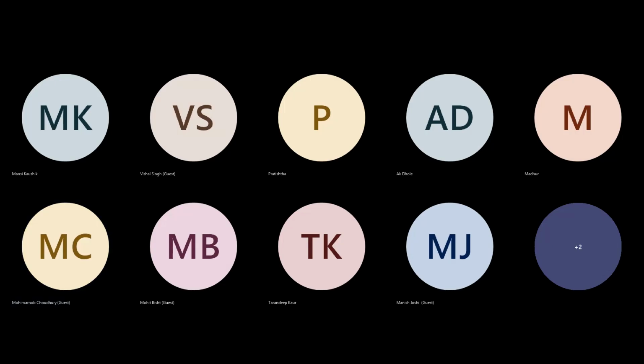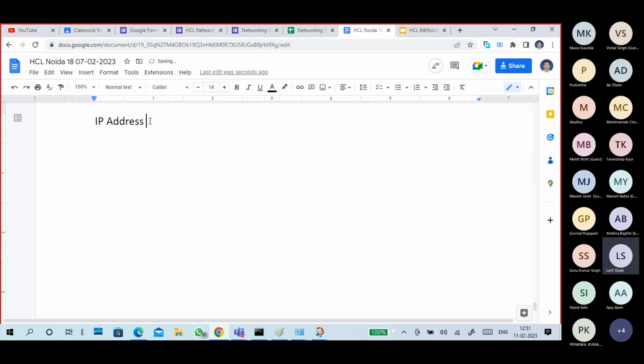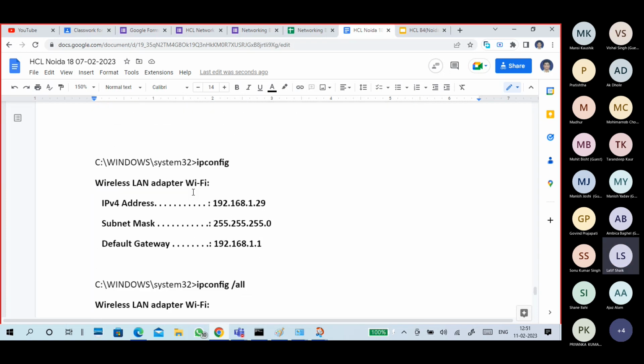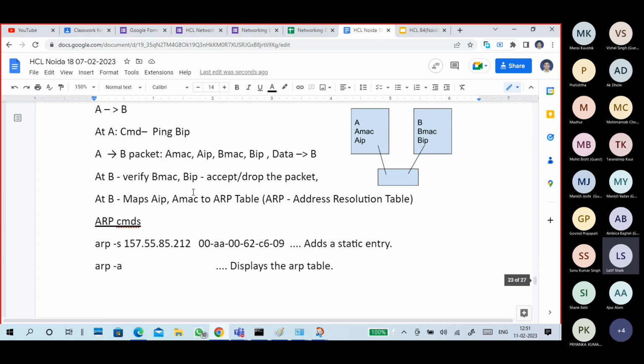Yes, sir. So we discussed IP address and MAC address differences also, right? In IP address, IPv4 and IPv6, two versions are there that we will see. IP address is a logical address. It uniquely identifies a device in the network. That point I didn't add it here.